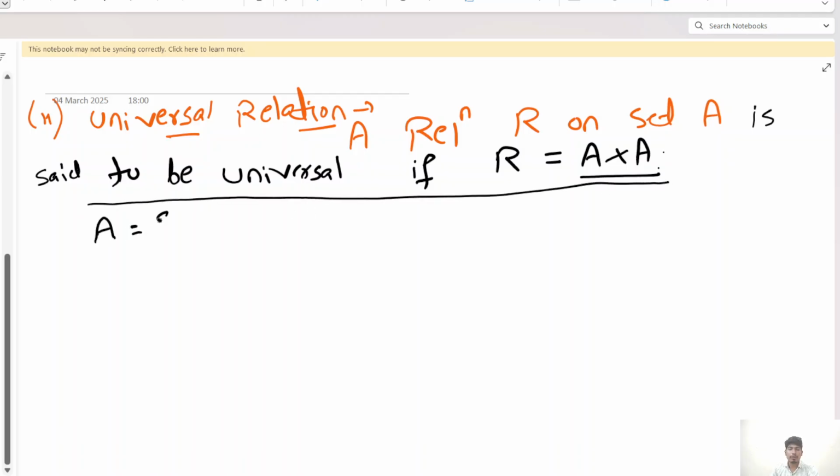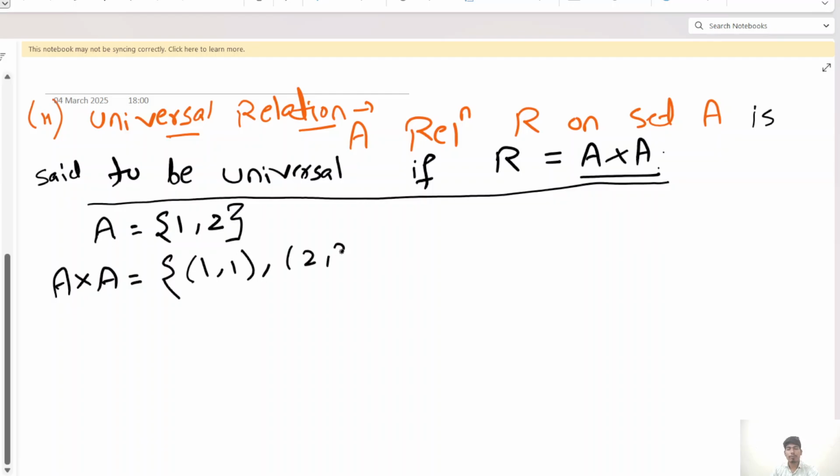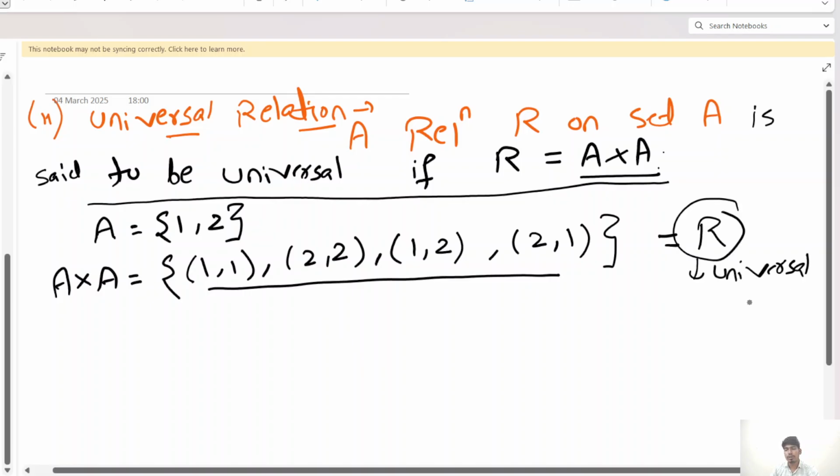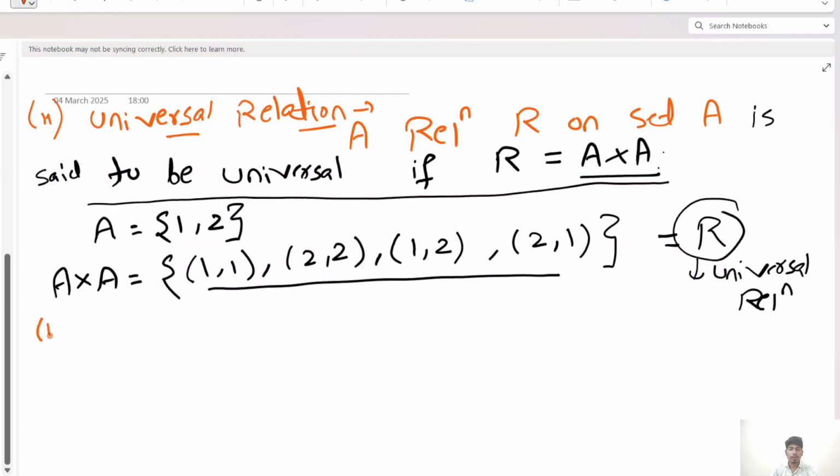Let's define A as {1, 2}. Then what is A cross A? It is (1,1), (2,2), (1,2), and (2,1). This is our A cross A. And if this is equal to R, then our R is a universal relation.